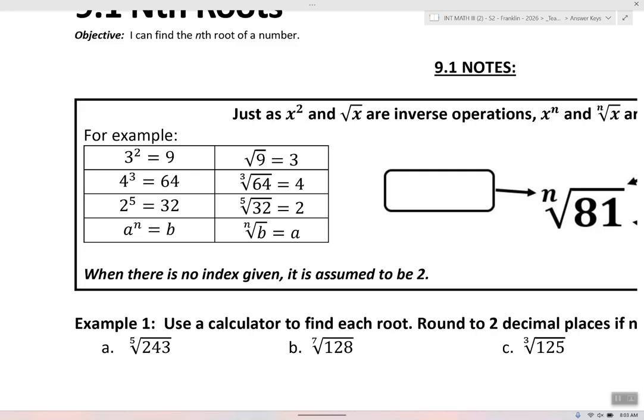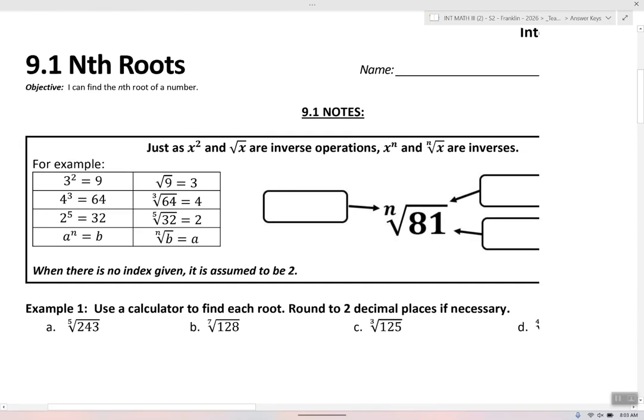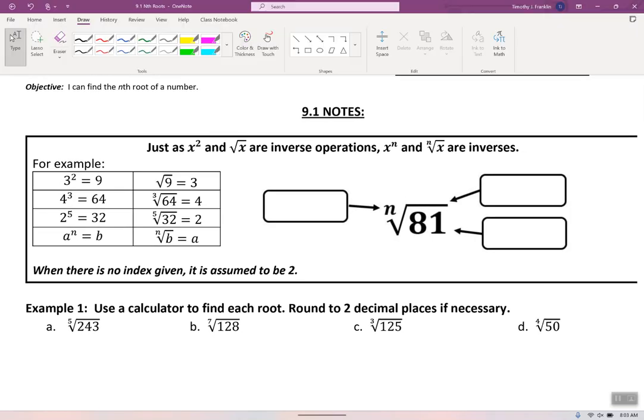So we can use nth roots to kind of undo any exponent. So a to the n equals b. The inverse of that is the nth root of b would equal a. Now when there's no index given, it's assumed to be a 2. So if there's no number, it's assumed that it's just a regular square root.